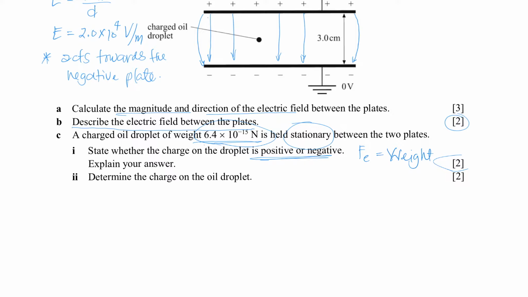Since the droplet is stationary, the electric force on the droplet must be equal and opposite to the weight. The electric force must act upwards, so the charge of the droplet must be negative. So your Fe is up and your Mg is down.